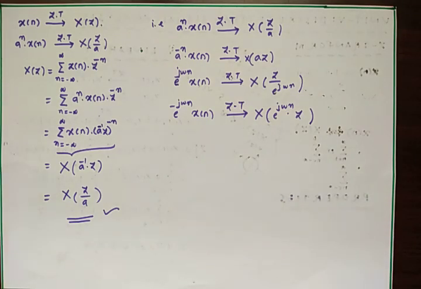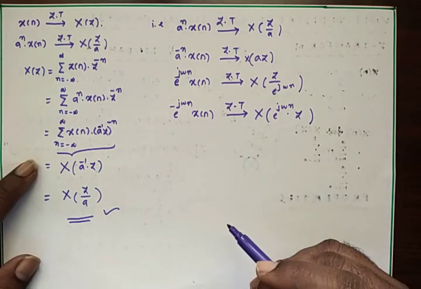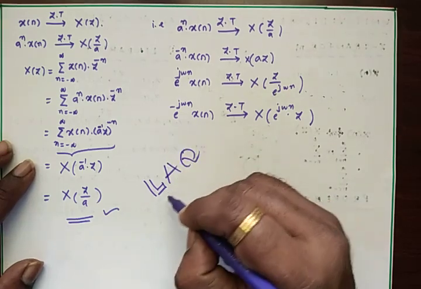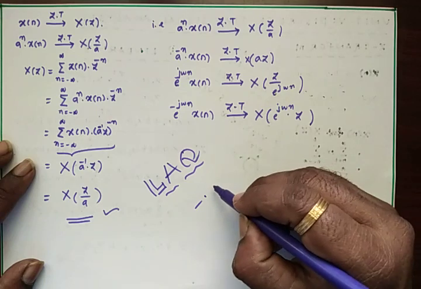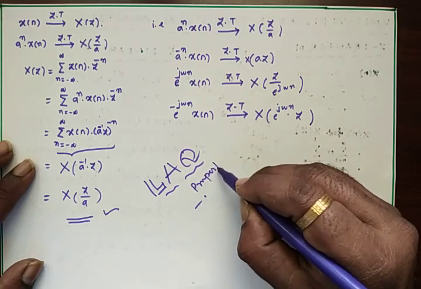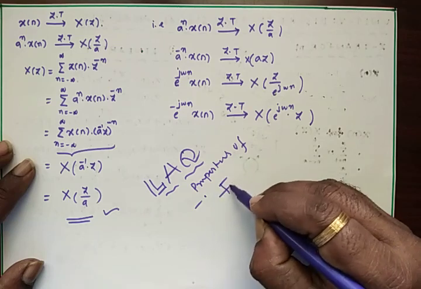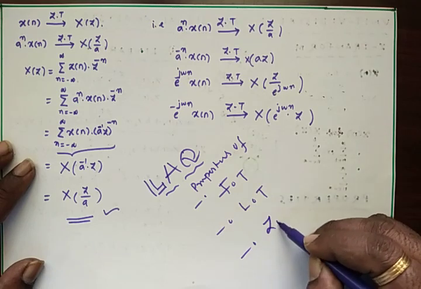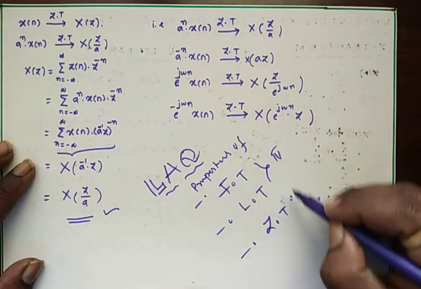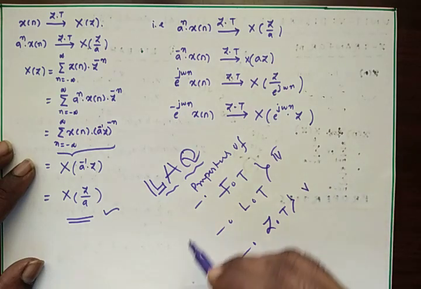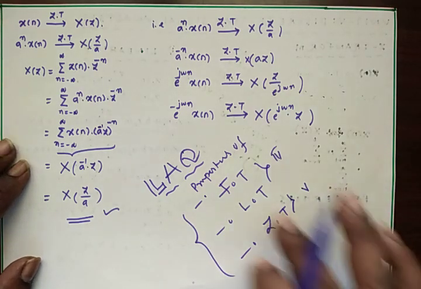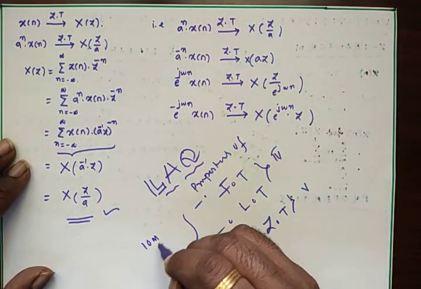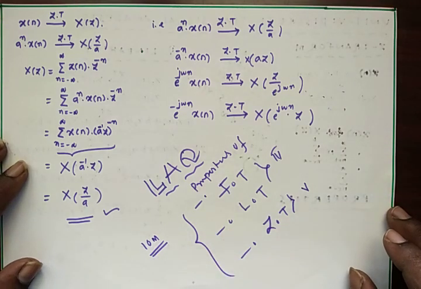Various properties of the z transform. One long answer question can be asked from the properties of the Fourier transform, Laplace transform, and Z transform. This is the third unit, this is the fifth unit, but the procedure remains the same for all these properties. If you are good at all these properties, at least you can get the 10 marks in the external examination.